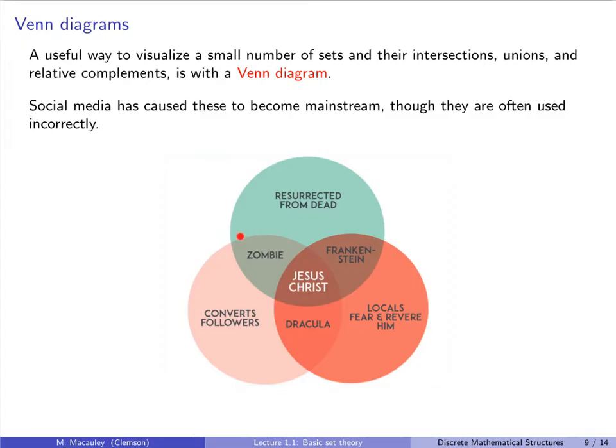And then if you look through all of the literature and fiction and movies and so forth, you can probably find more than just zombies that are both resurrected from the dead and convert followers. And there's probably more than just Frankenstein that are resurrected from the dead and whom locals fear and revere. And there's probably more than just Dracula that falls into these two categories as well. So these are not the complete intersection of the sets, but they're put here to be funny.